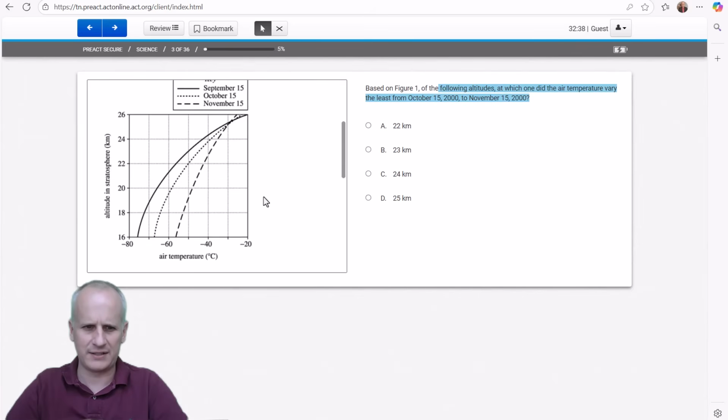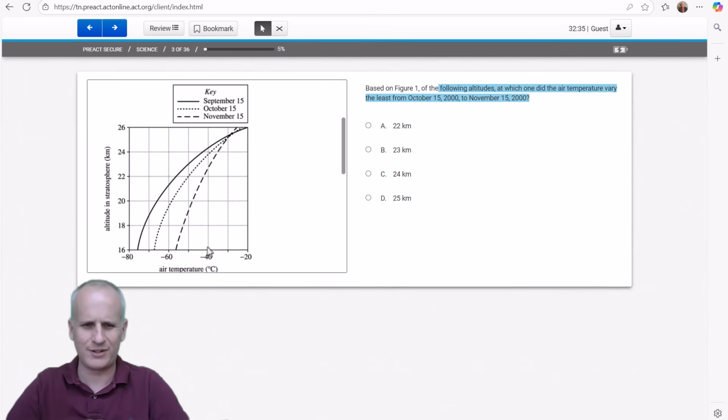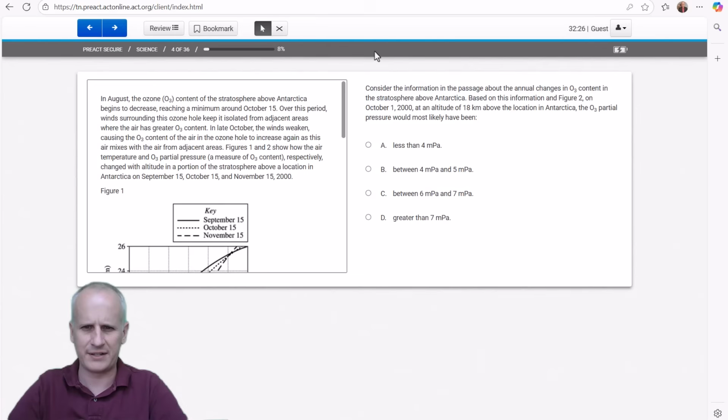So we've just got to look at this air temperature horizontal axis. We can see that everything is closest around this 25 kilometers mark. So we're just going to select D and move on to the next question.